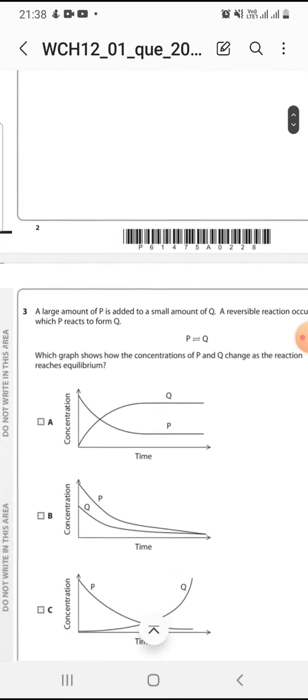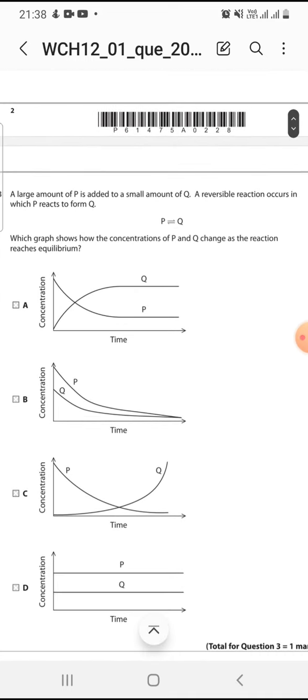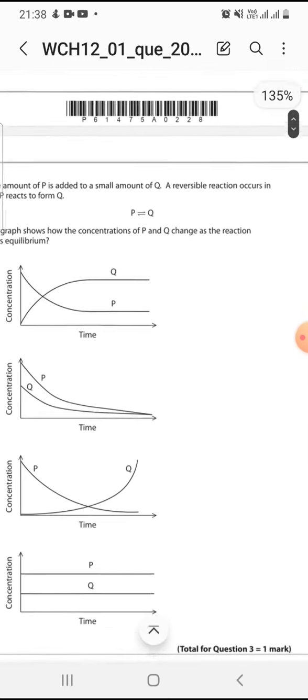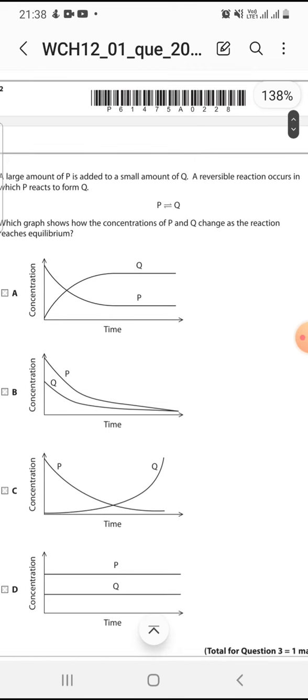We'll move to the third question. The third question is about a large amount of P added to a small amount of Q. A reversible reaction occurs in which P reacts to form Q. Right, the reaction is given, all fine, so easy. Which graph shows how the concentration of P and Q changes as the reaction reaches equilibrium?